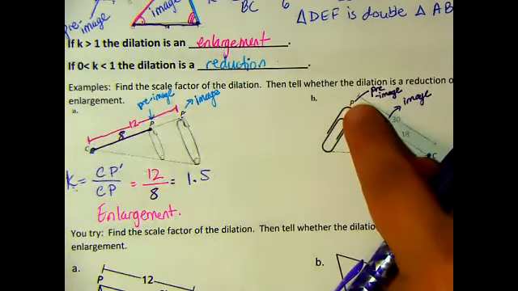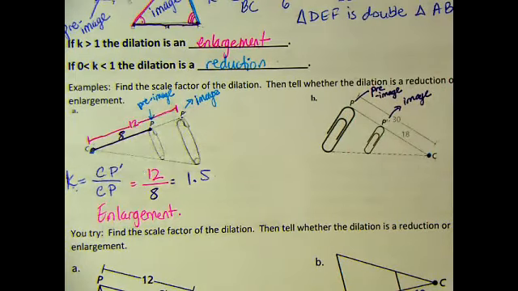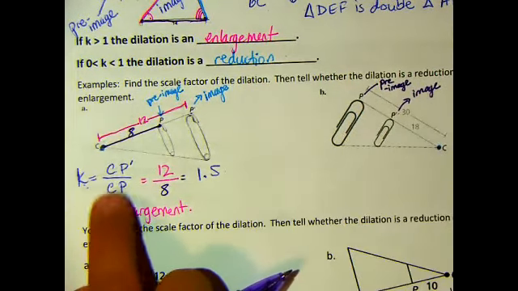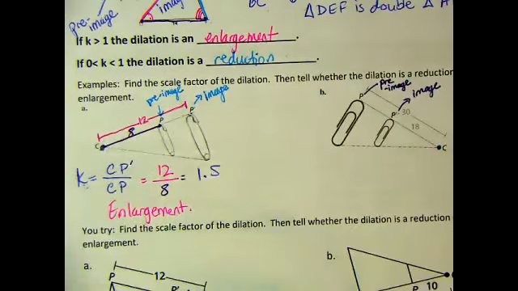Because this P doesn't have a little apostrophe, right? Indicating that it's prime. Prime usually indicates that we've transformed it. Okay? But the ratio for our scale factor doesn't change. It is still image over pre-image.